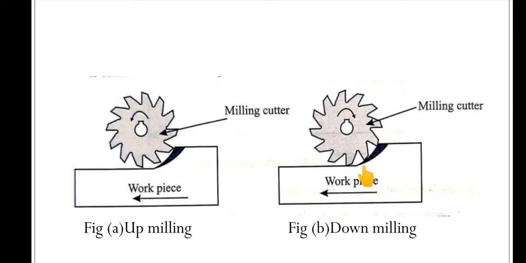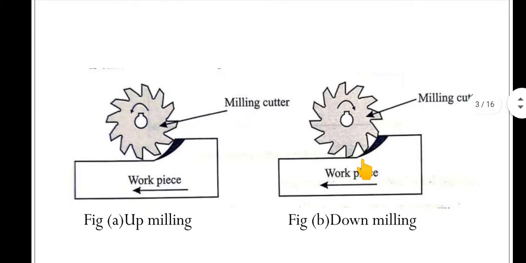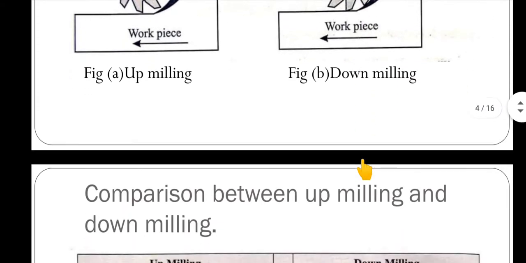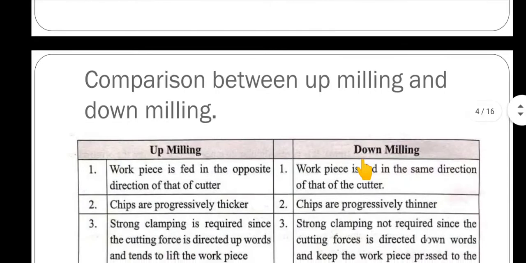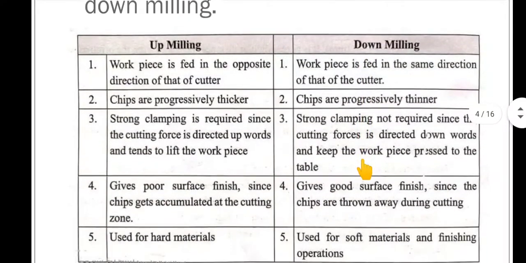Hope you got the difference. During up milling, we feed the workpiece opposite to the rotation of the milling cutter. That is called up milling. In down milling, we feed the workpiece in the same direction as the milling cutter. That is called down milling. Okay. Next, see the comparison between up milling and down milling.